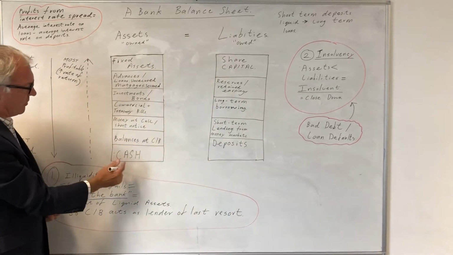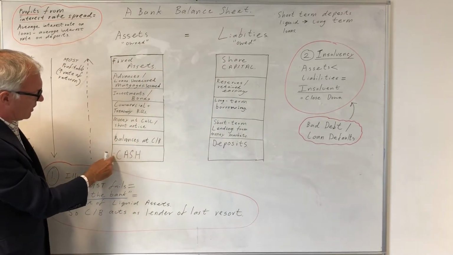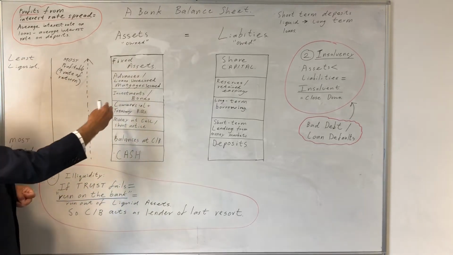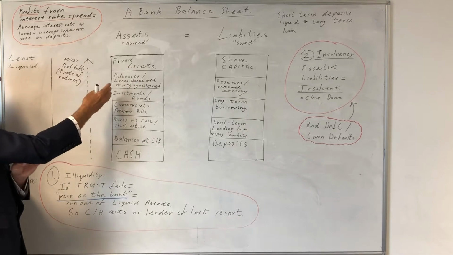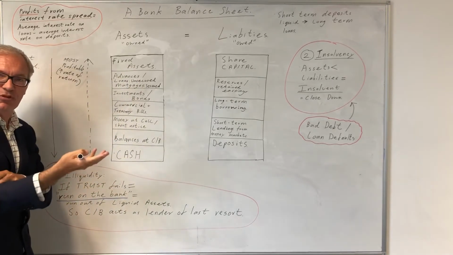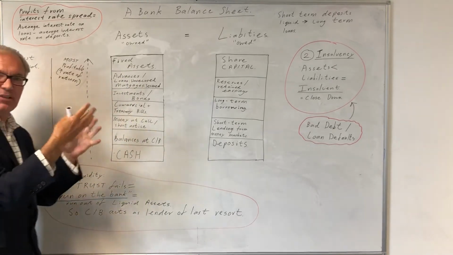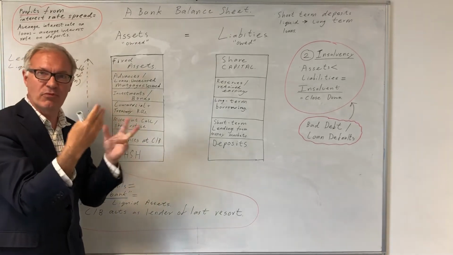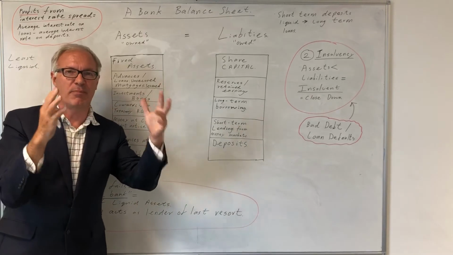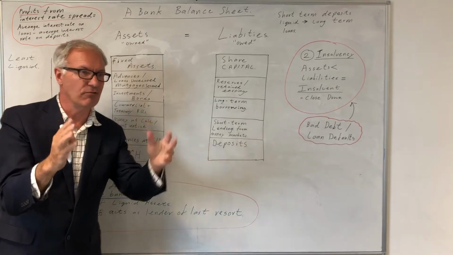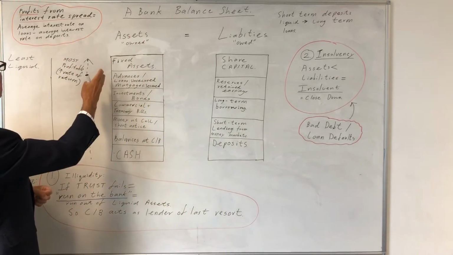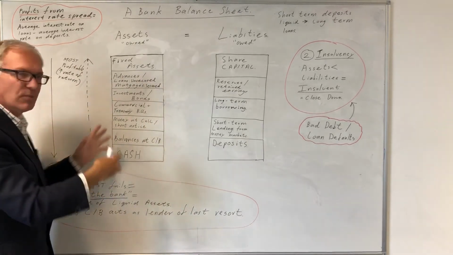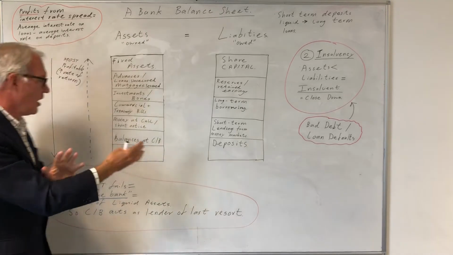Other assets then: we've got most liquid, we've got cash. And as we move up these assets, they become less liquid, but more potentially profitable with a greater rate of return, and indeed potentially more risky. So you see, for a bank, there's a tricky trade-off between profitability and liquidity. You lose liquidity but gain profitability.